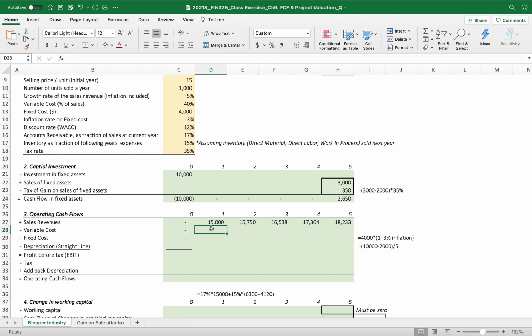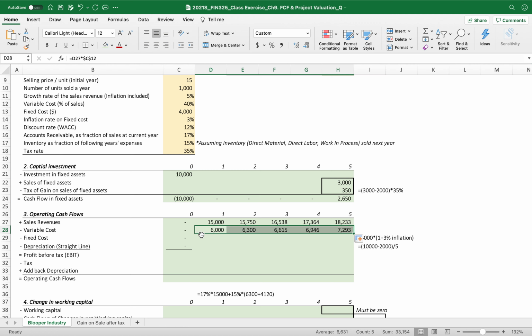And then the variable cost. In the first year, there's no number here. The variable cost is the 15,000 sales times 40%, right? So I'm going to fix this 40%. So 6,000 is the variable cost that is going to be increasing along with the revenue, at the same percentage of the sales. Got it?